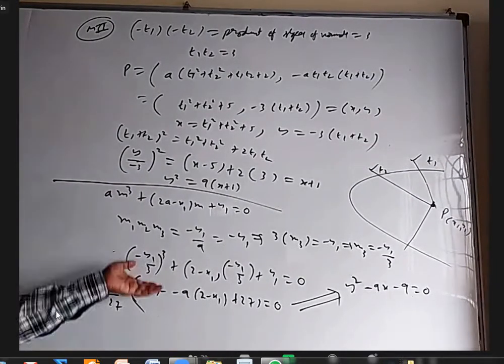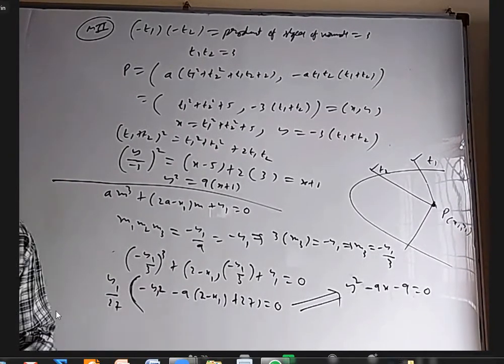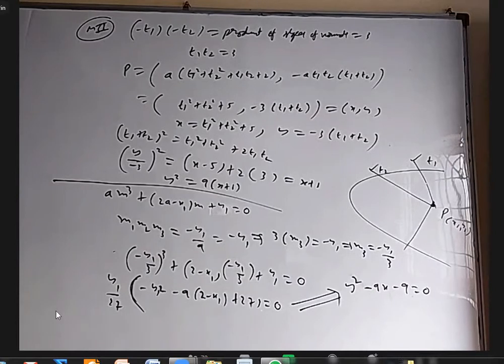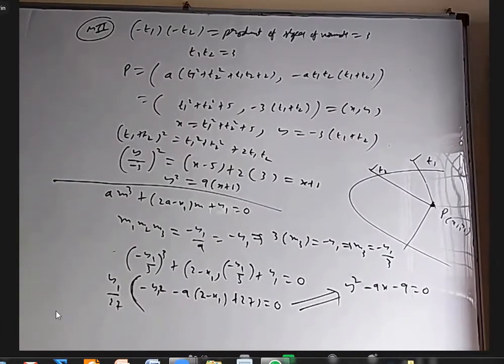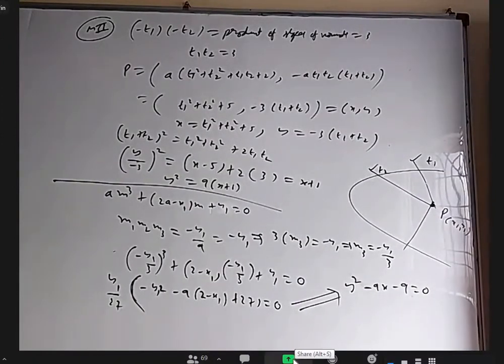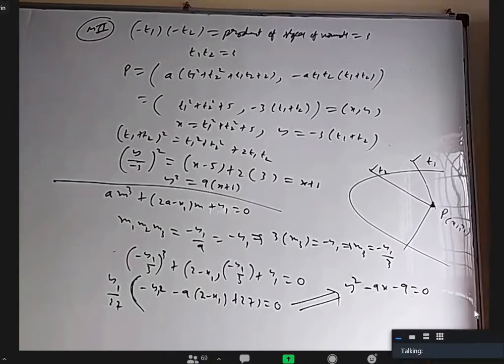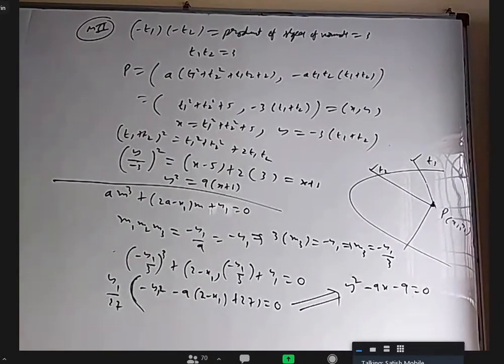So in the first method, we did not use the parametric form, and in the second method, we used the parametric form. Travya, understood this method? What is your roll number? 374 or something? Yes, sir. Okay, fine.